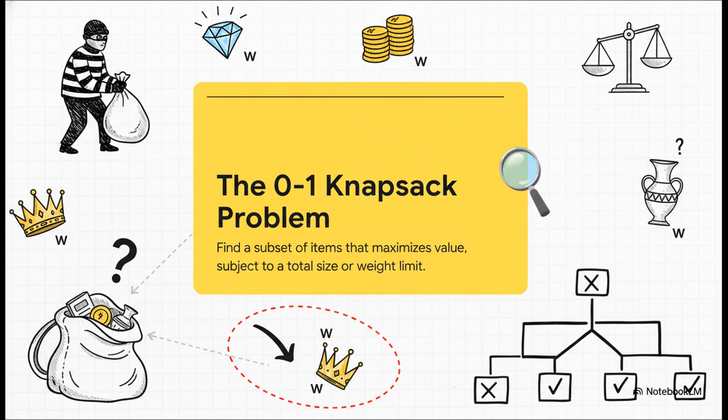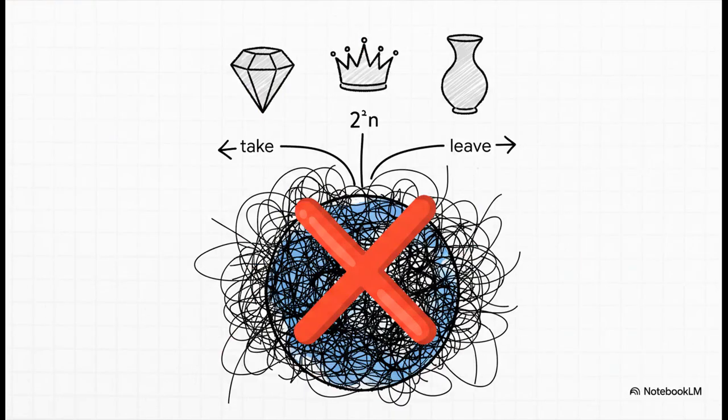So, picture this. You're a burglar with a knapsack, and it can only hold a certain amount of weight. You're standing in a room full of treasure. Each item has its own weight and its own value. Your goal is to fill your knapsack to get the absolute maximum value, but without going over the weight limit. What do you take? So how would you even solve this?